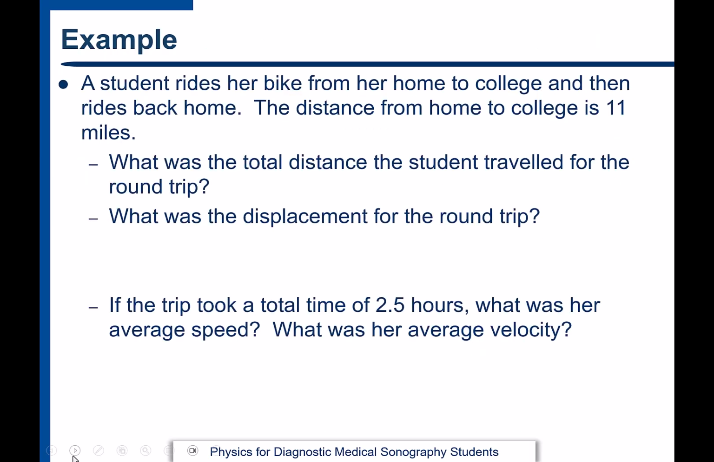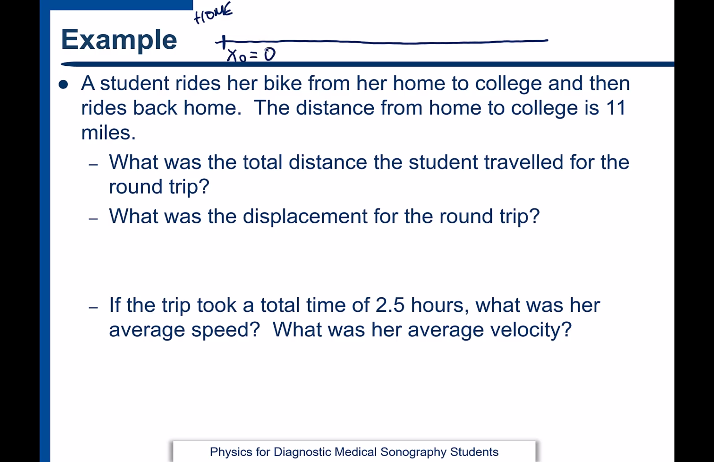In our example, it says a student rides her bike from her home to college and then rides back home. The distance from home to college is 11 miles. And then we've got a number of questions to answer. One of the things that I'm always going to do when I do a motion problem is draw a diagram. So I've got my home, and I'm going to just set home to be where the origin is. You can always just set the starting position to be x naught equals 0.